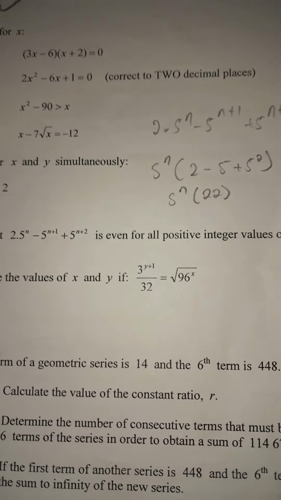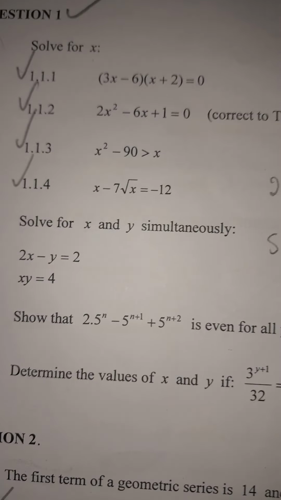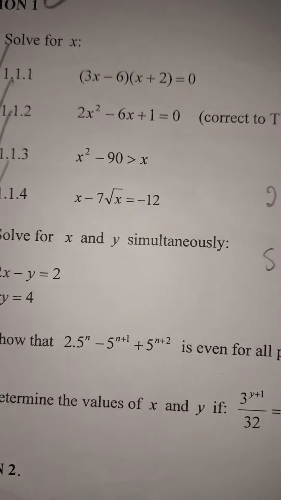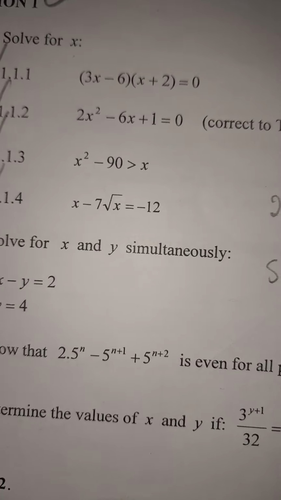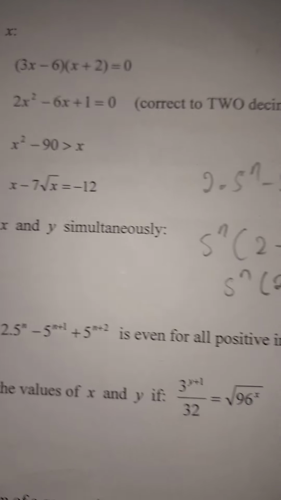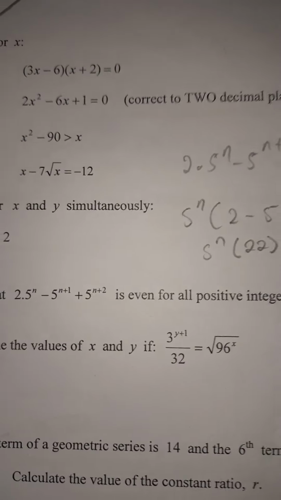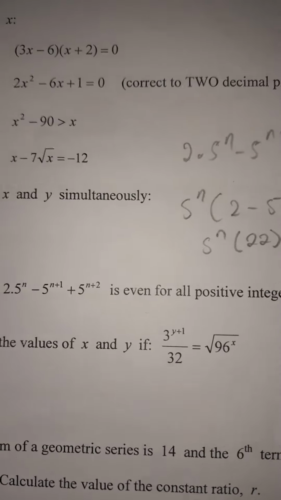We can start killing these questions now. Right, okay. We are at 1.1.1. We are given (3x - 6)(x + 2) = 0. So this is a product. My paper is messy. I just got it from a student, but don't worry. Let's tackle these questions.